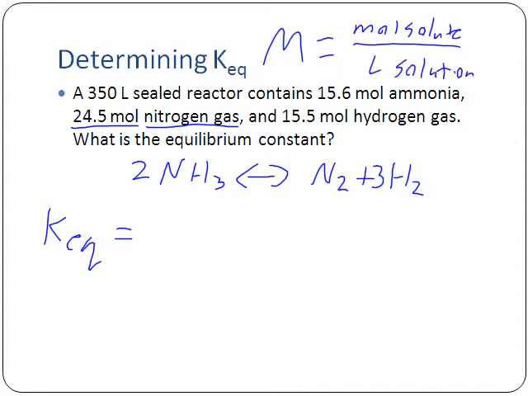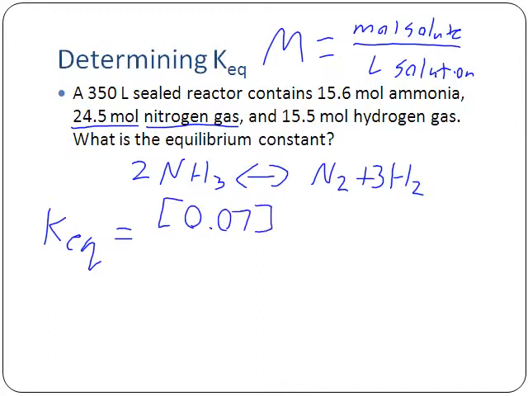And so in this case right here, the number of moles is 24.5, because the nitrogen is our solute. And the liters of solution, it's a 350 liter container. And so whenever you divide those out, I get 0.07. So for my first one, 0.07 is my concentration.